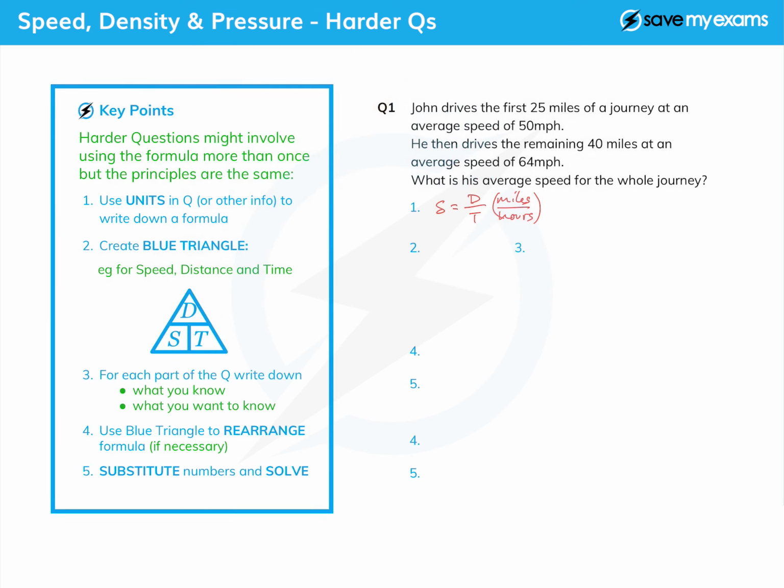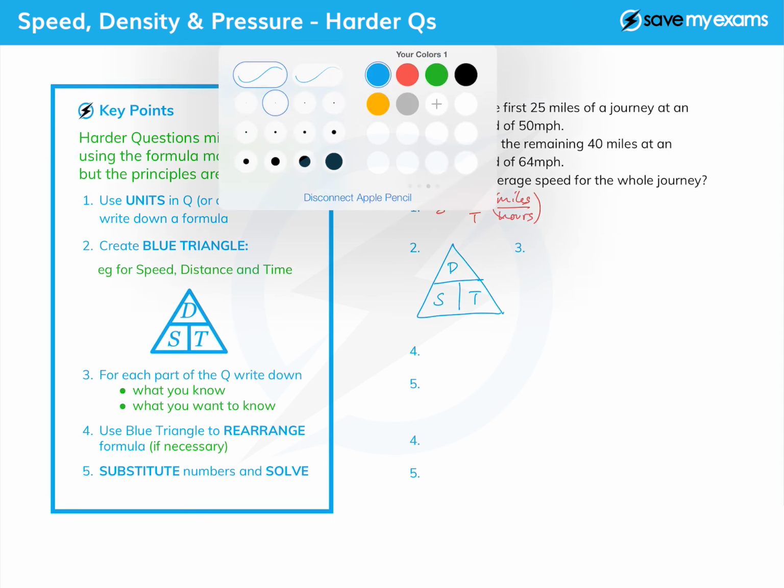And that allows us to write down a formula triangle or a blue triangle. And here's one. Speed is distance over time. Notice how you put them in like that. Speed is distance over time. Right, now normal exam technique stuff next.